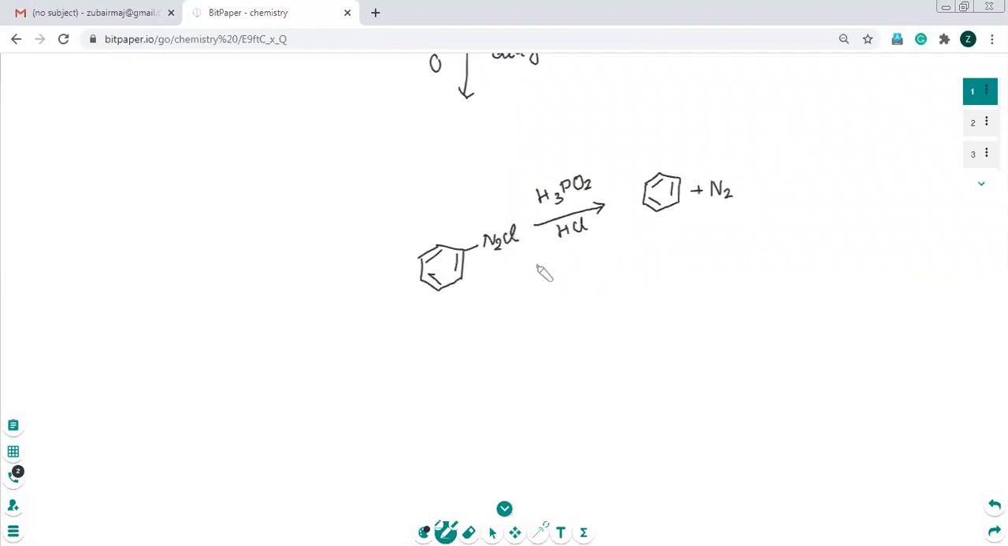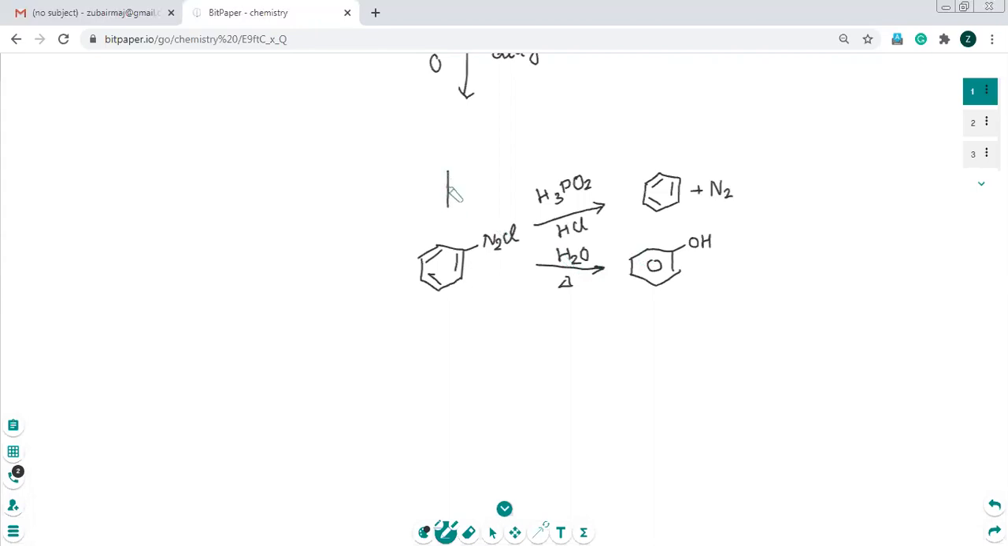Now, if you heat this, it will react with water. You don't have to even boil it. You just have to slightly heat it. This will react with water and will form phenol. Look at the way you can make many organic compounds from this. You get phenol.